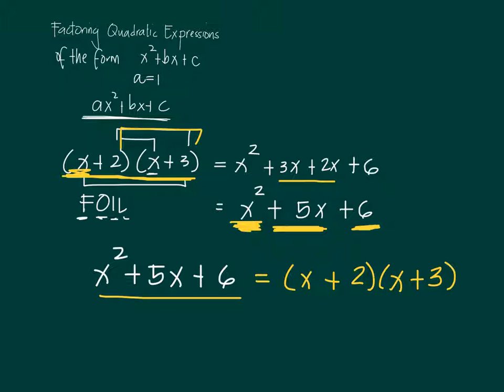Again, this x squared will have x and x, first and first. The 6 will be the last and the last, so 2 and 3. Now you might say, there are other factors of 6 aside from 2 and 3. We can have 1 and 6. How come we did not use 1 and 6? Or how do we know if the right numbers are 2 and 3 and not 1 and 6?